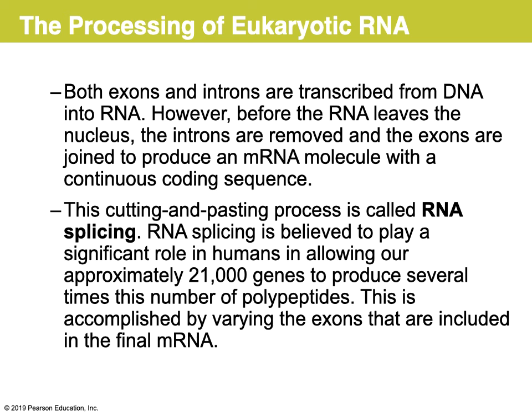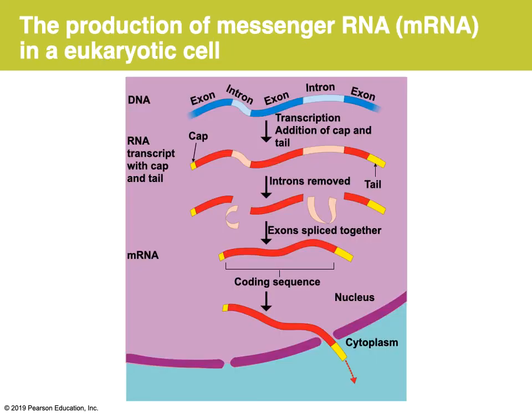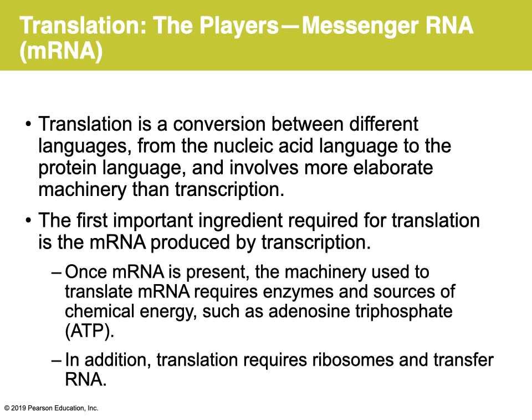People have wondered, why do we even have that whole thing? So again, the DNA, which has both exons and introns, is transcribed, right? The whole thing is copied. The cap and the tail are added onto the messenger RNA. The introns get snipped out. The exons get sewn together. And now you've got a completed unit that can leave and go out into the cytoplasm.